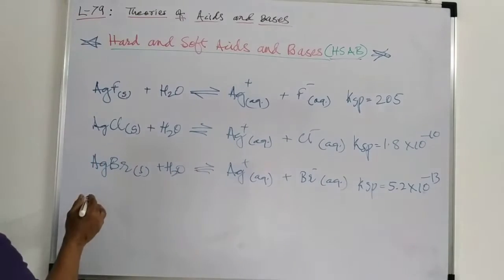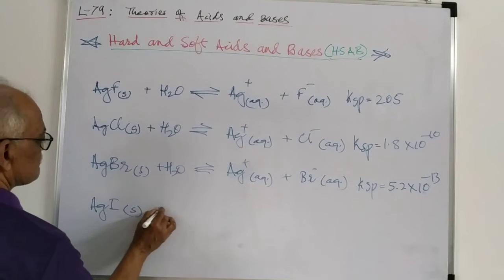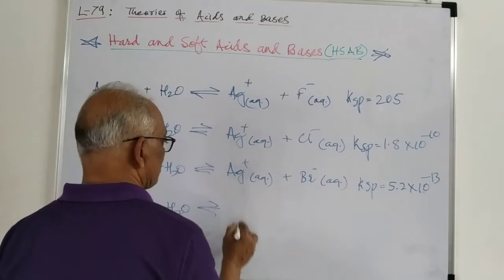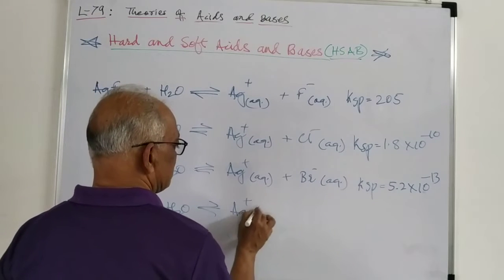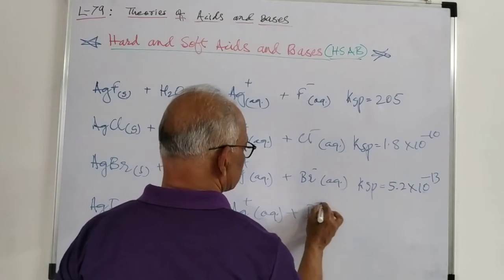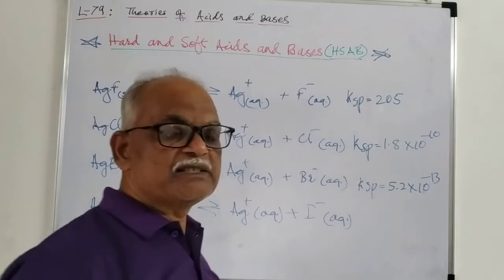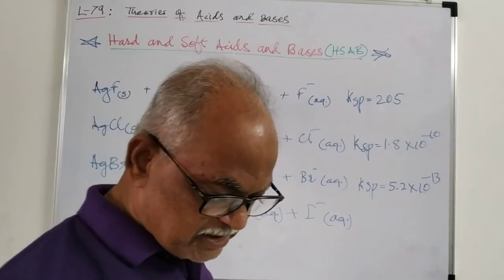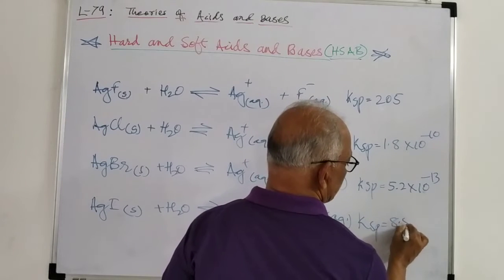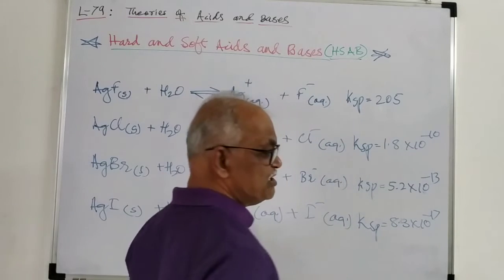And the next is AgI solid, which also on dissolving in water gives us the products Ag+ aqueous plus I- aqueous, and the Ksp value is 8.3 into 10 raised to minus 17.